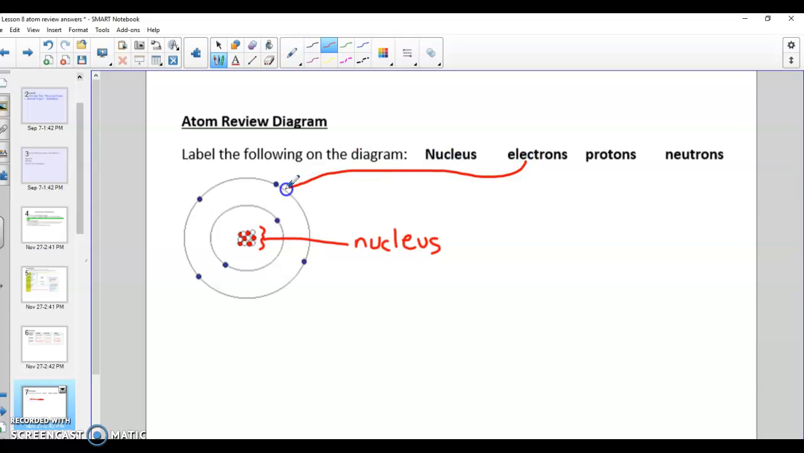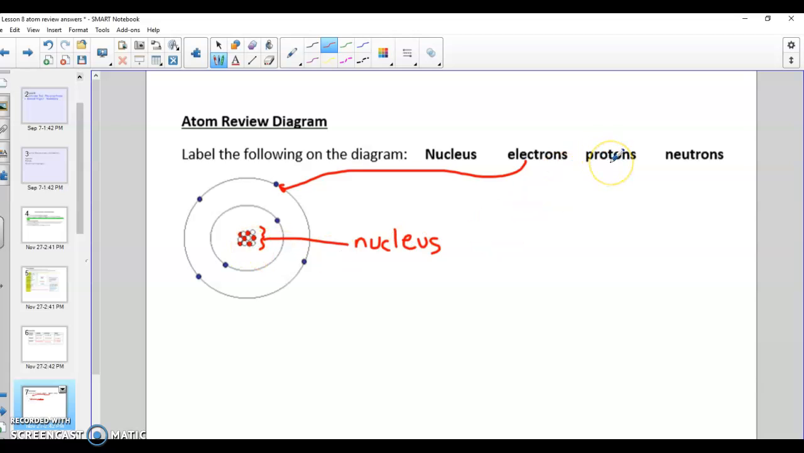My electrons are these dots here. And remember, they don't actually live in nice rings like this. They're moving around at the speed of light, jumping from atom to atom. Protons and neutrons are the two circles in the nucleus.